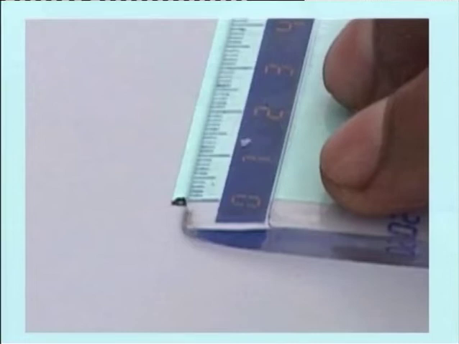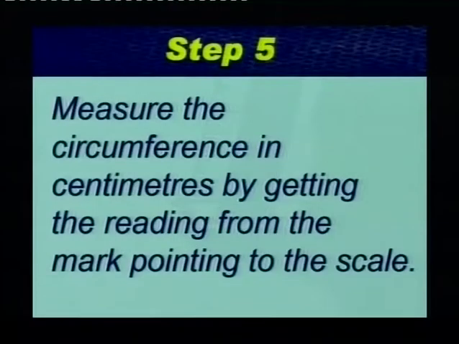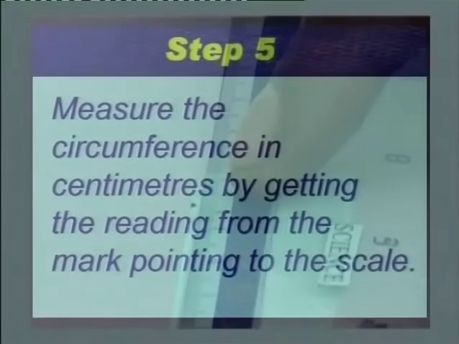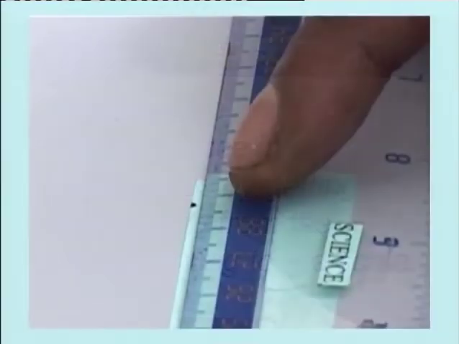And then you measure the circumference. The last step, measure the circumference in centimeters by getting the reading from the mark pointing to the scale. So you look at the mark which you put. Have you got the reading? Okay, very good. Write the reading down.